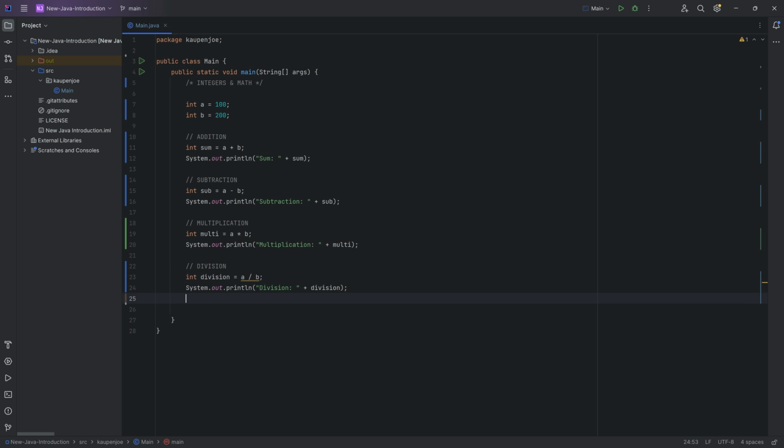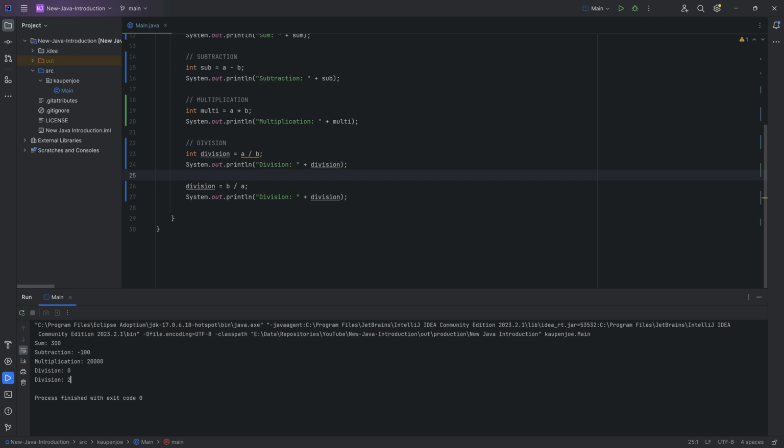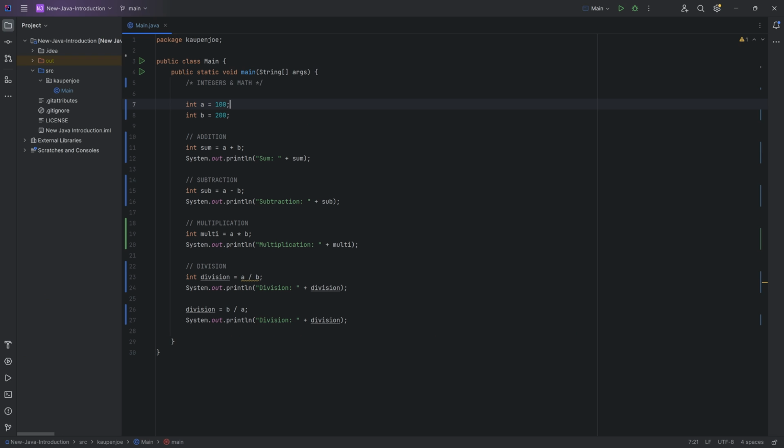If you want a proper output, then we can, for example, say division is equal to B divided by A. And then we can say System.out.println, and we can say division over here, and then output it again. And if we were to do that, then we can see that this division is 2, because of course, 200 divided by 100 is 2.